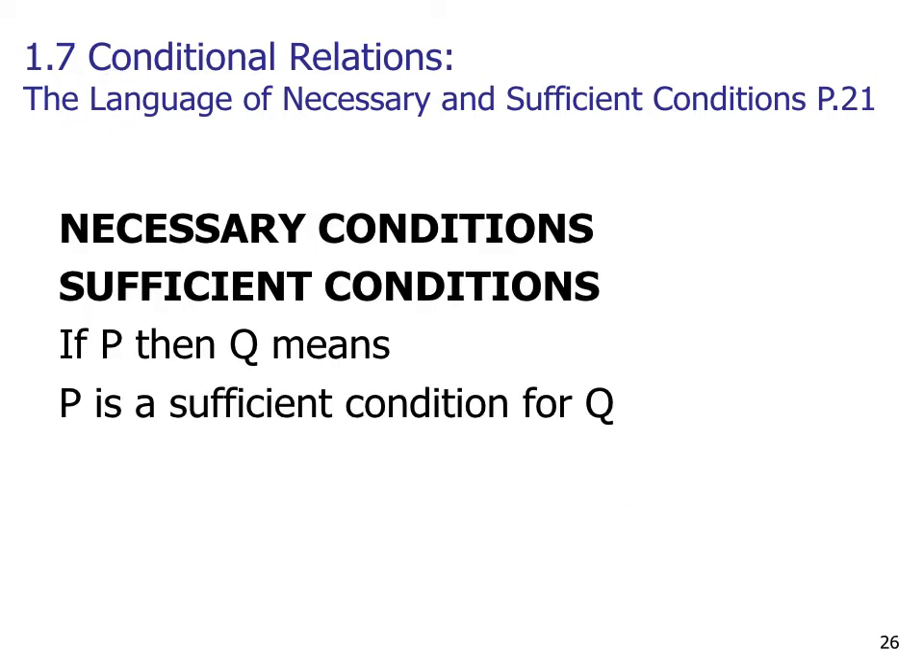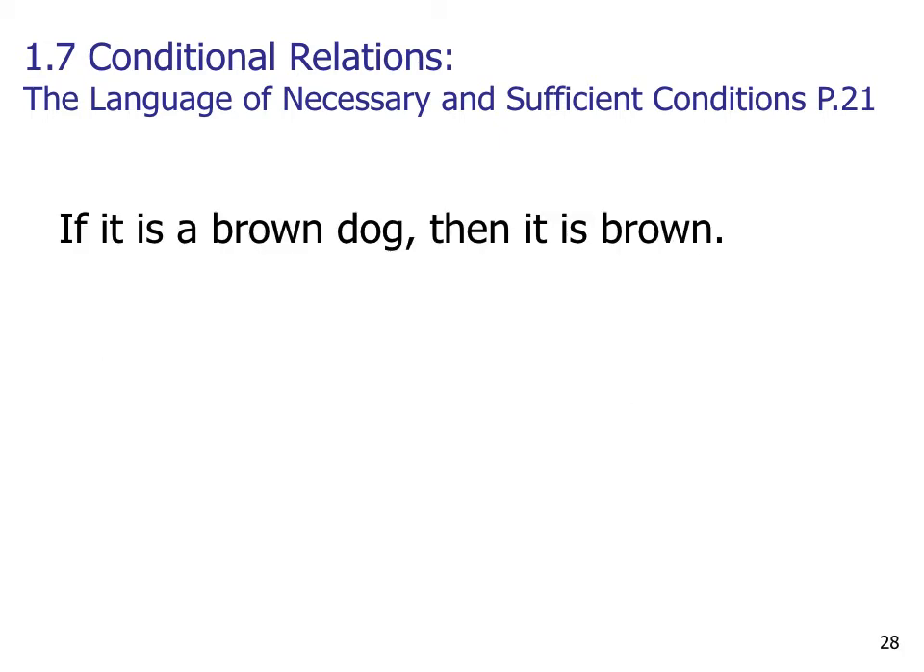And what we want you to be able to do is to tell the difference between necessary conditions and sufficient conditions and be able to provide them. And what we've demonstrated is if P then Q means P is a sufficient condition for Q. It also means that Q is a necessary condition for P. So let's take a look at this.